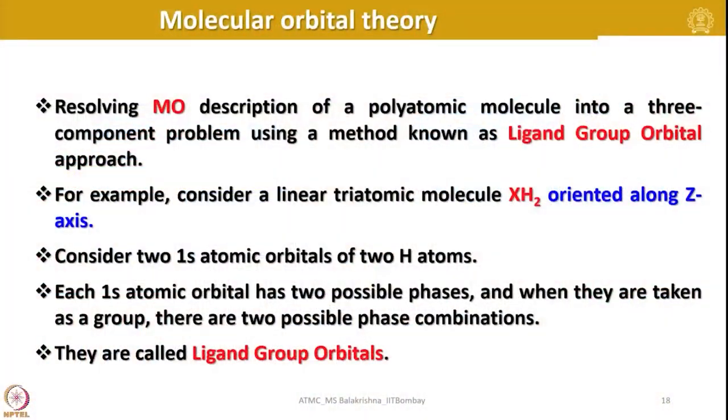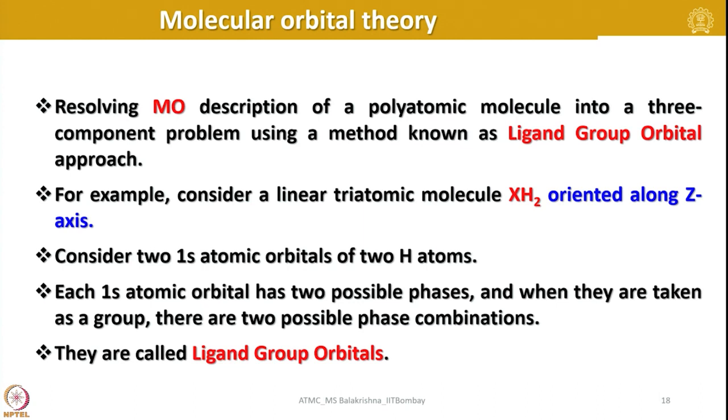This is the 18th lecture in the series, and in my previous lecture I had initiated discussion on ligand field theory. Let me continue from where I had stopped. As I mentioned in my previous lecture, before I begin using ligand field theory to explain bonding in coordination compounds, let me make you familiar with molecular orbital theory so that understanding of ligand field theory would be very easy. Here, we resolve the molecular orbital description of a polyatomic molecule into a three component problem using a method known as the ligand group orbital approach.